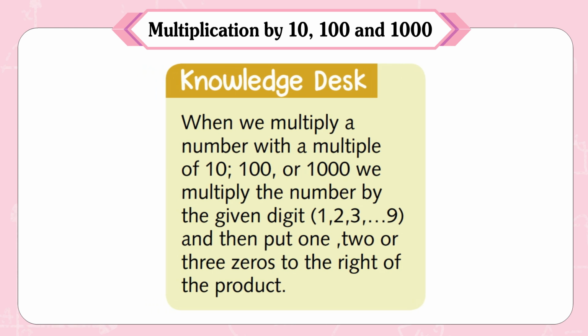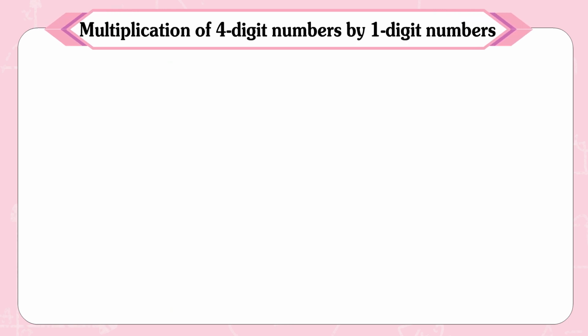Knowledge Desk. When we multiply a number with a multiple of 10, 100 or 1000, we multiply the number by the given digit 1, 2, 3 and so on up to 9, and then put 1, 2 or 3 zeros to the right of the product.